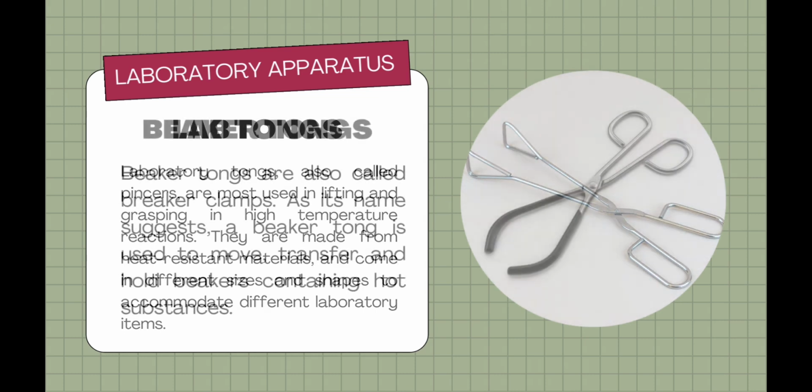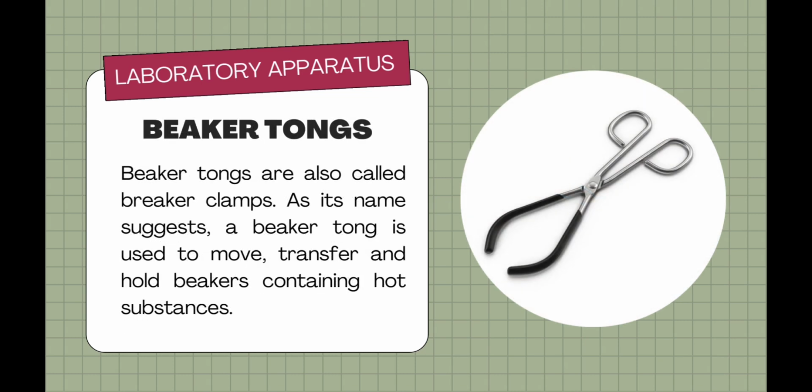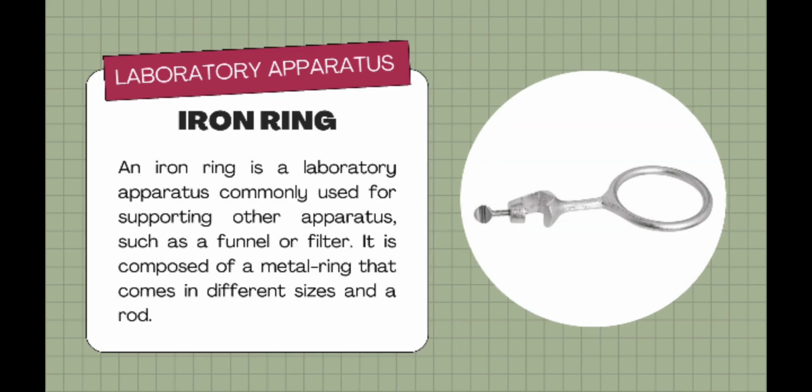The beaker tongs are also called the beaker clamps. As its name suggests, a beaker tong is used to move, transfer, and hold beakers containing hot substances. Deflagration spoon, or a combustion spoon, is a brass spoon used in chemical experiments where highly combustible materials like phosphorus and sulfur are involved. The iron ring is a laboratory apparatus commonly used for supporting other apparatus such as a funnel or filter.